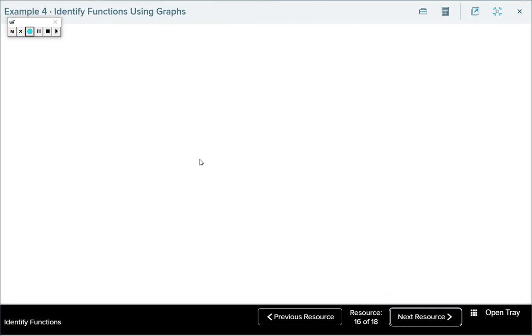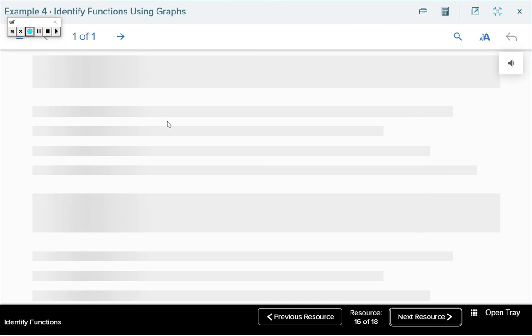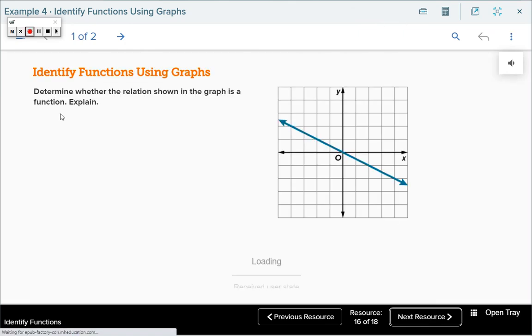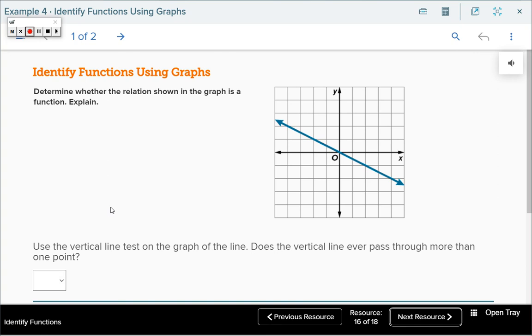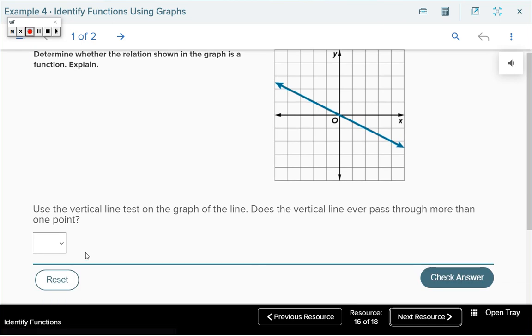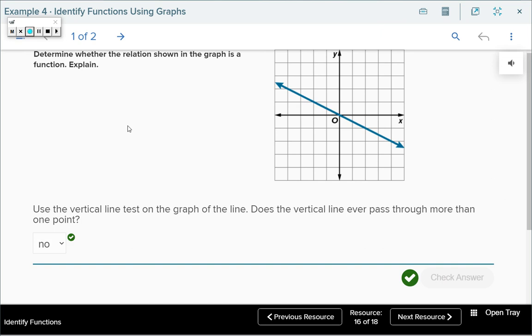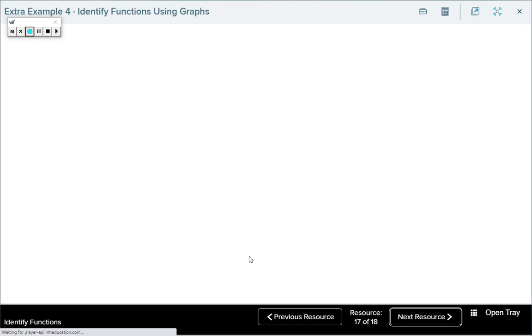All right. So we actually identify it using a graph. Look at this line. Does that represent a function? How many of you guys say yes? Yeah, no matter what, if I drag a line all the way across this, it's never going to cross more than once, is it? So does this pass through any more than 1 point? No. Is that a function? Yes, it is. Okay, look at this one.